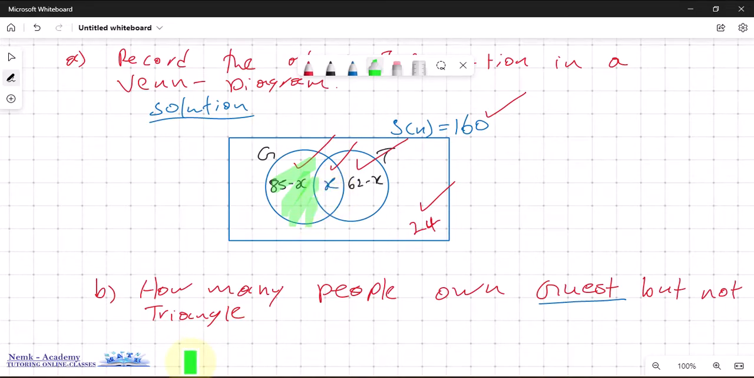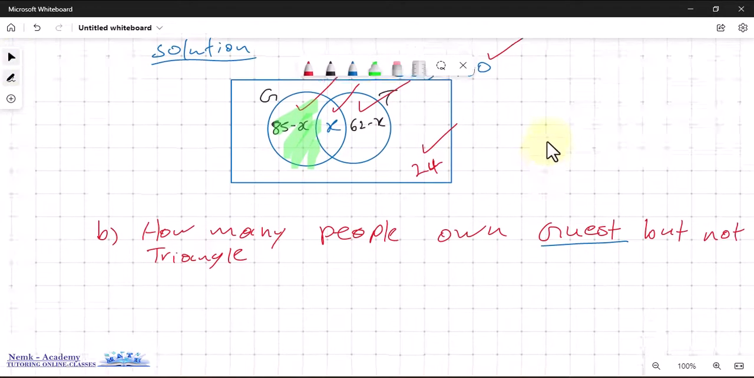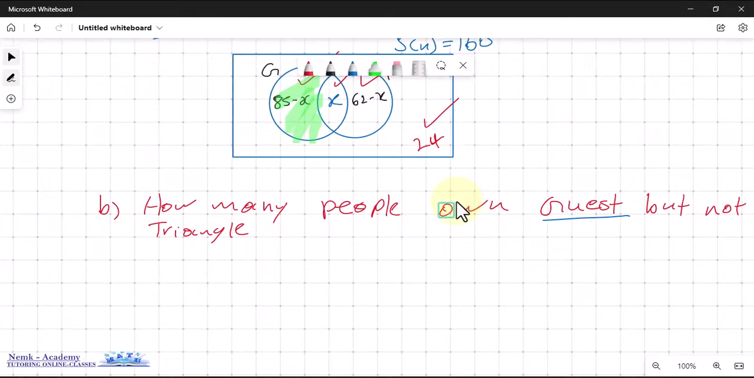It's very straightforward. It means we need to get the value of x. That's what we must do. So to get the number of people who own Guess only, we're going to say 85 minus x, which is this space, plus x, which is this one, plus 62 minus x is our solution.